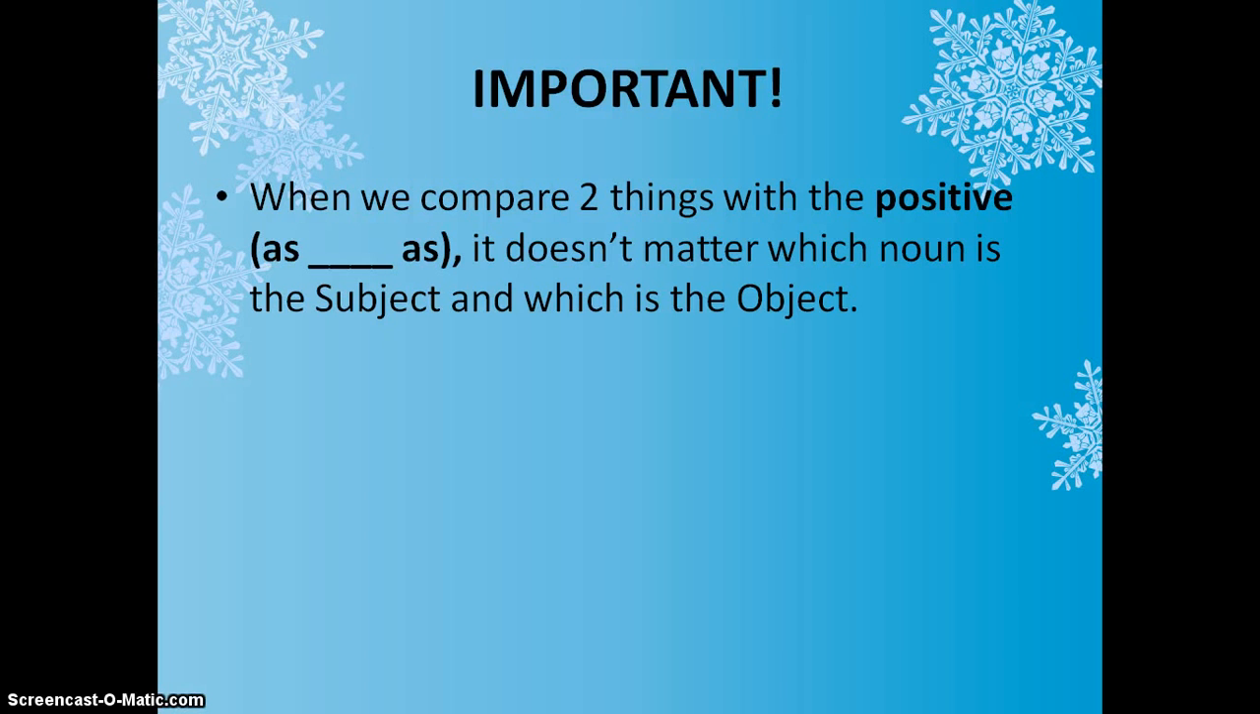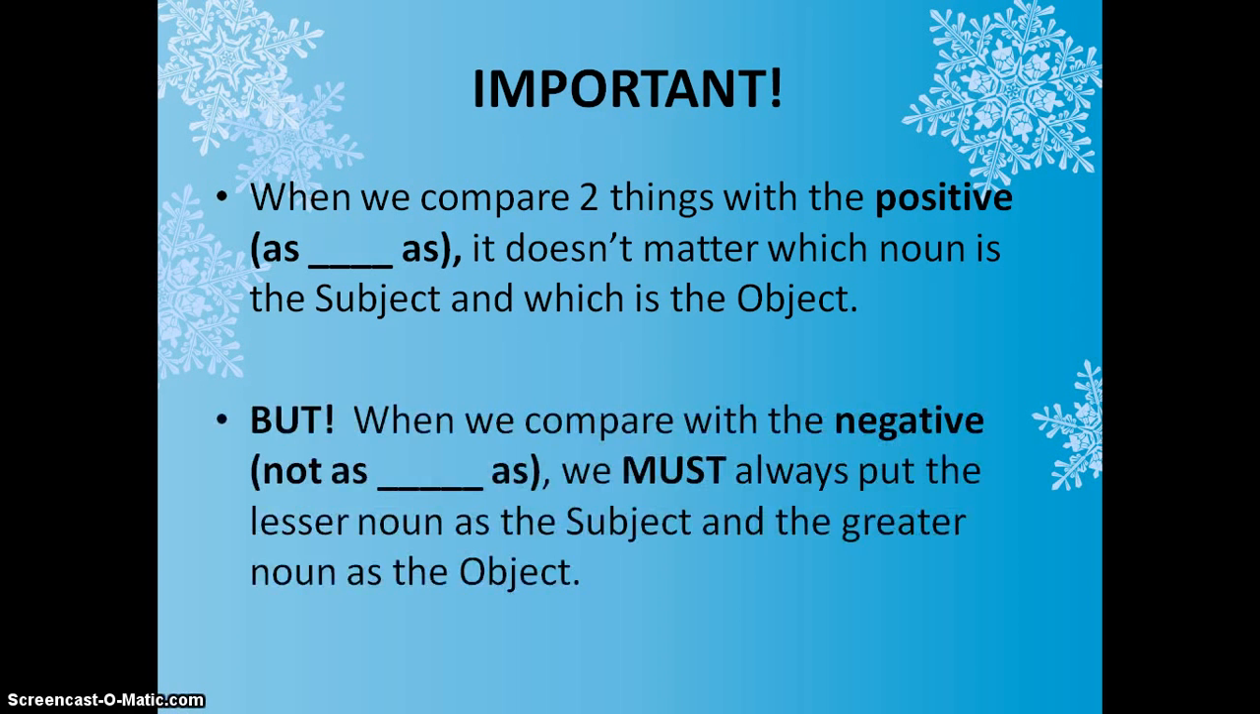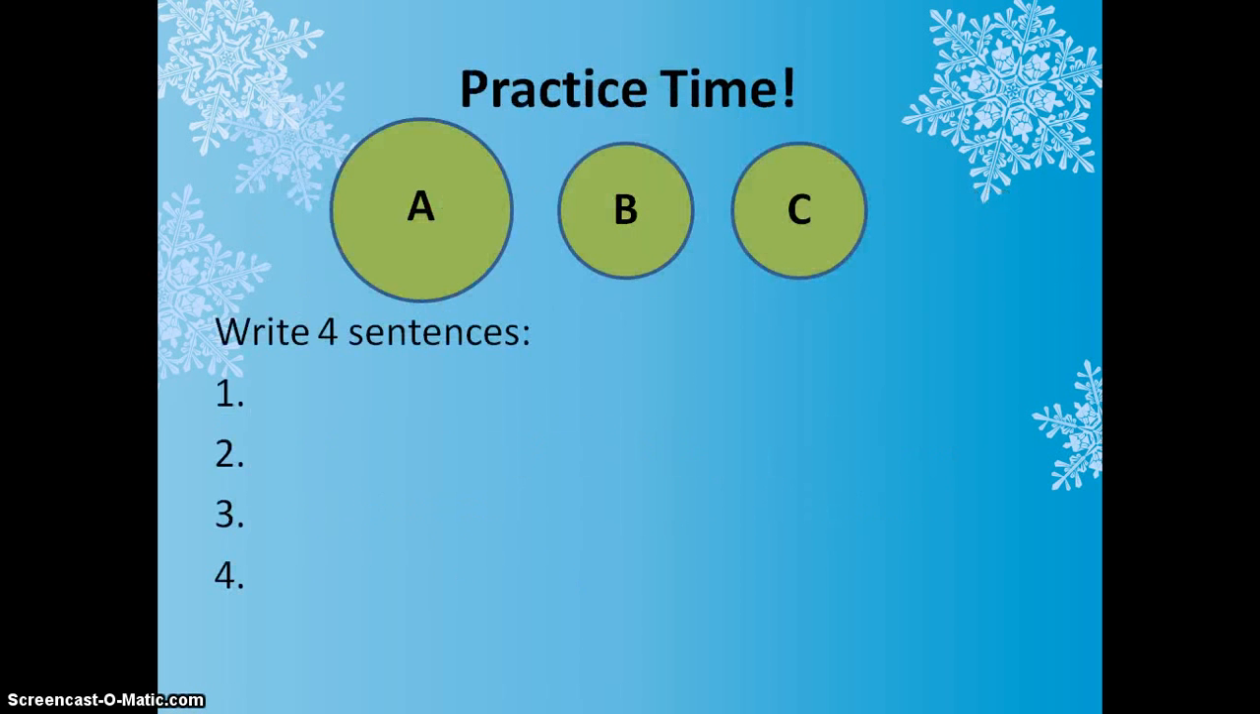So, it's important. We have to be careful. When we compare two things with the positive, as, it doesn't matter which noun is the subject and which is the object. But when we compare with the negative, not as, we must always put the lesser noun as the subject and the greater noun as the object. We'll talk more about that later. But for now, it's practice time.